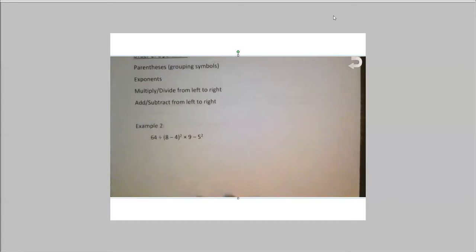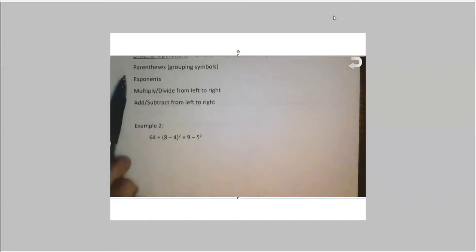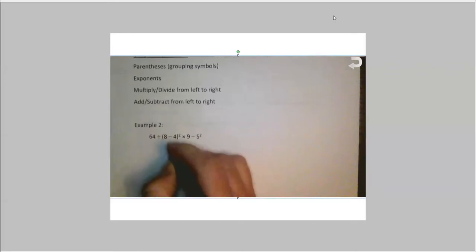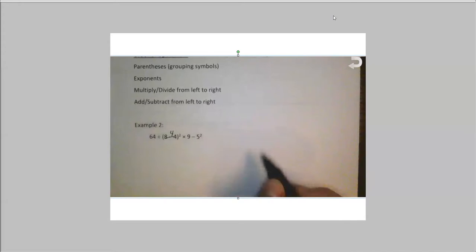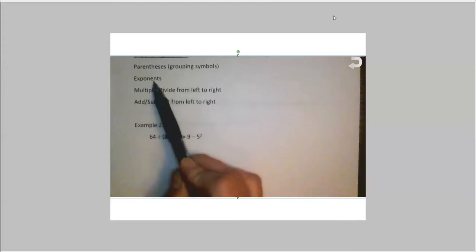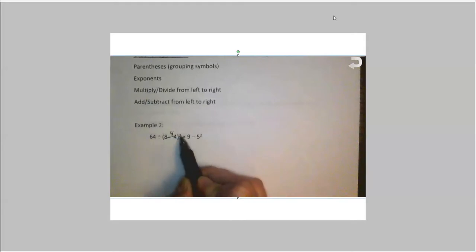So I have an example for us that will require us to use the order of operations. So we're just going to go down that list. Do we have parentheses or grouping symbols? Yes, I see that here. That is 8 minus 4, and that would equal 4. And then the next thing we're going to do is work the parts that involve exponents. So 4 squared is 4 times itself. 4 times 4 is 16. And then here I have 5 squared, which is 5 times 5, or 25.